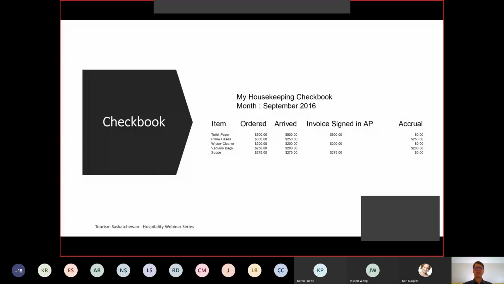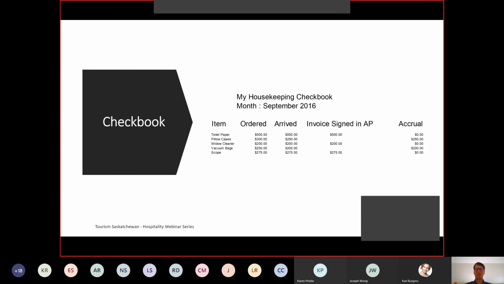I record those items. Like the first one, toilet paper: $500 was ordered, $500 arrived, $500 invoiced in accounts payable, no accruals required. Great, now I know how much toilet paper I bought this month. I have my own record. On the next one, with pillowcases, we ordered $300 worth of pillowcases, but only 250 arrived. And guess what? They didn't send along an invoice. So what happens with that? I need to put that expense into the current period, so I need to accrue it. I need to accrue $250.